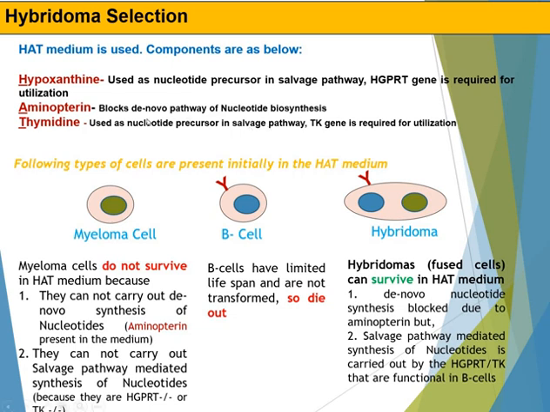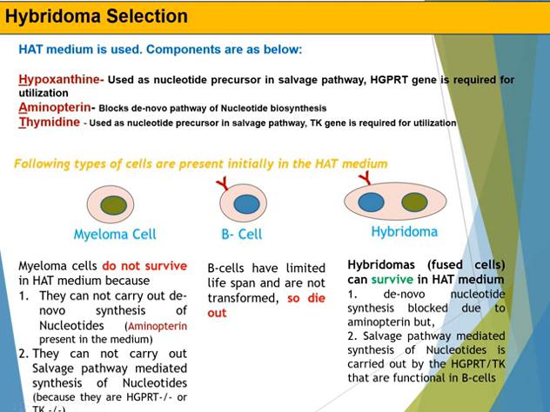What is the third component? That is thymidine. This is also a nucleotide precursor for the salvage pathway, and for its utilization, the TK gene, the thymidine kinase gene, is required. So our myeloma cell is mutated either in the TK gene or in the HGPRT gene. So the myeloma cell by itself can never grow in a HAT medium for long, because aminopterin blocks its de novo pathway of nucleotide biosynthesis, so it cannot make its nucleotides.